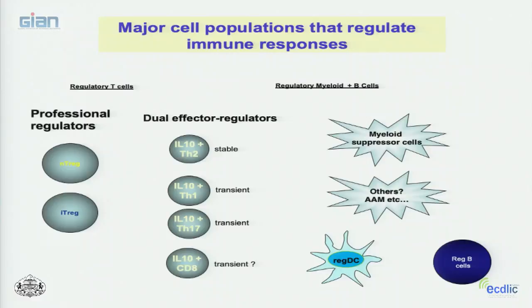Same with TH17 cells. IL-10 production by TH2 cells seems to be more stable, it's transient here. IL-10 is so important to dampen responses once they get turned on that myeloid cells, dendritic cells, macrophages also make IL-10. Redundant pathways to try and dampen immune responses once they get turned on.